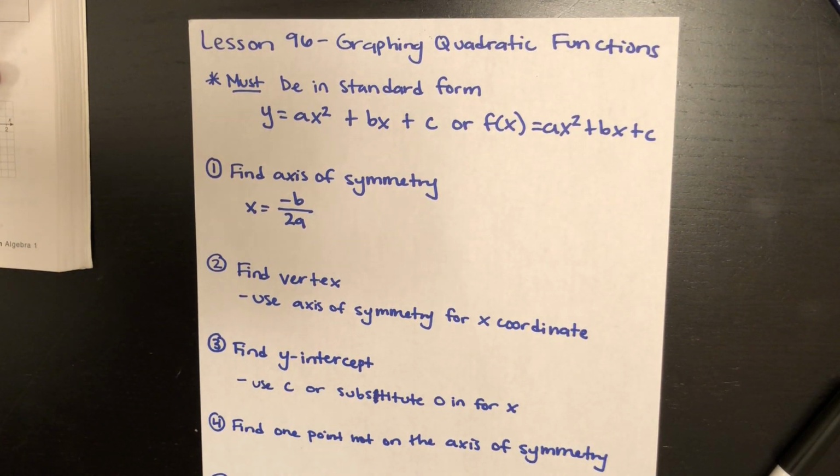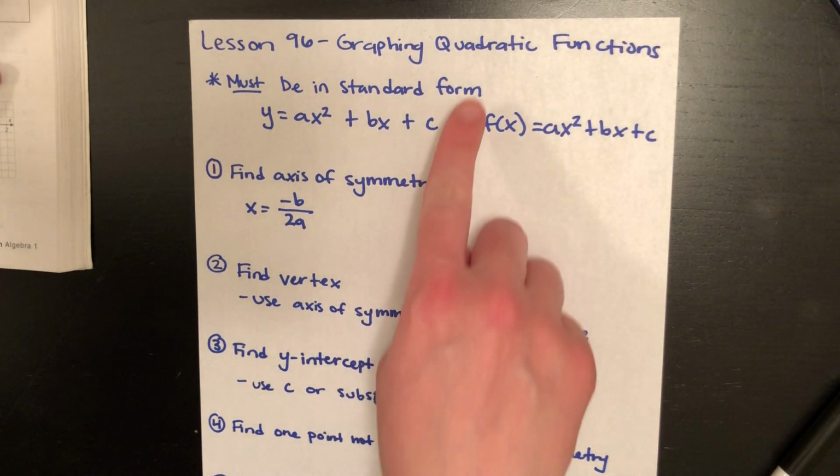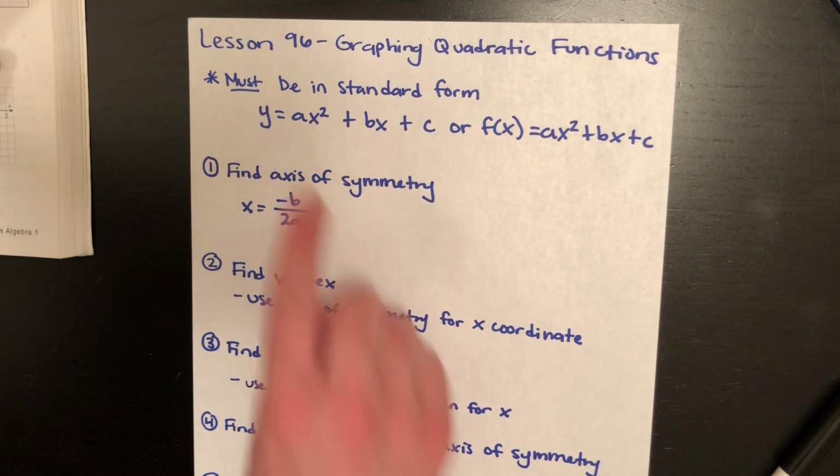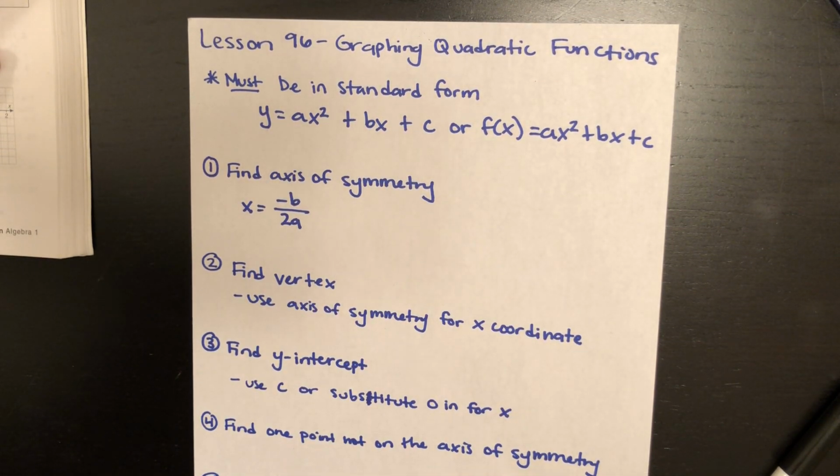Hi guys, here is lesson 96. It's called Graphing Quadratic Functions. If you'll remember, quadratic means that you have an x squared. If it doesn't have an x squared, it's not a quadratic function. Quadratic function graphs are always in the shape of a parabola, which is a u or an upside down u.